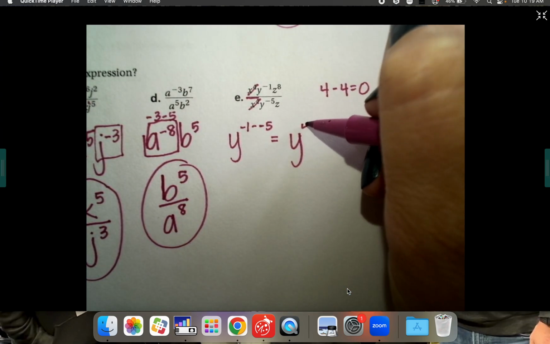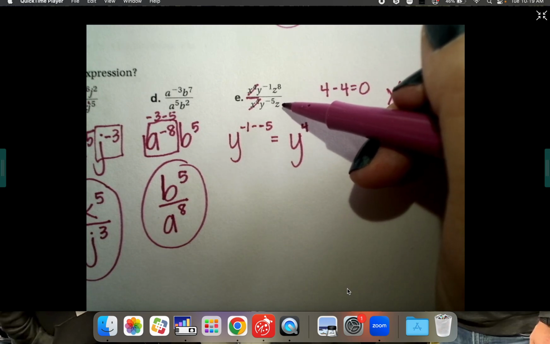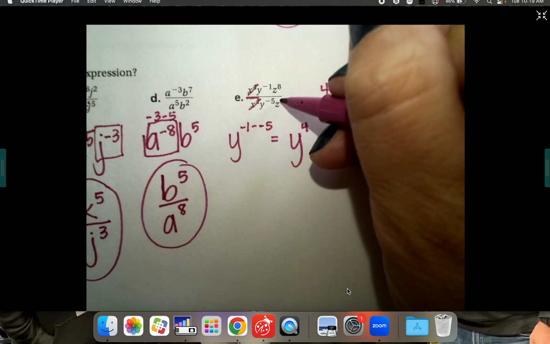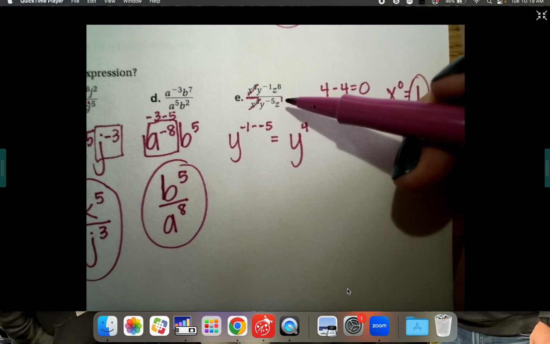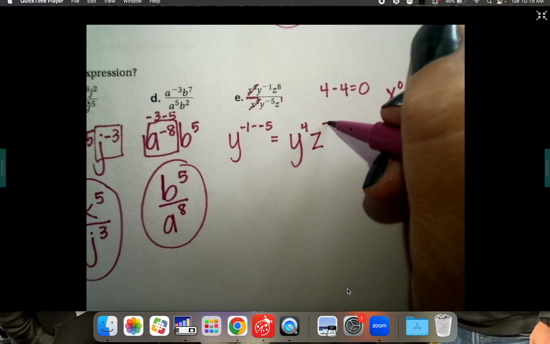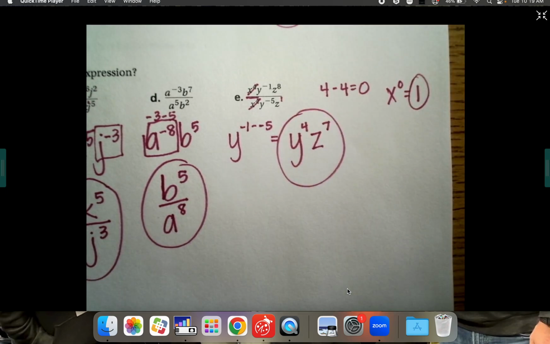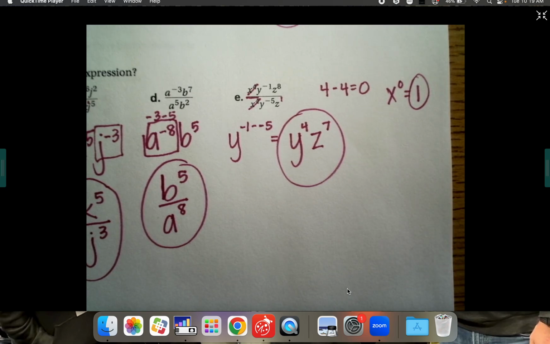So y to the 4th. Then we've got the z's, which z here doesn't have anything, so that is a hidden invisible 1. So z to the 8th divided by z to the 1st, you can subtract 8 minus 1, which would be z to the 7th. So final answer is y to the 4th, z to the 7th. Nothing needs to flip to the denominator because we don't have any negative exponents.